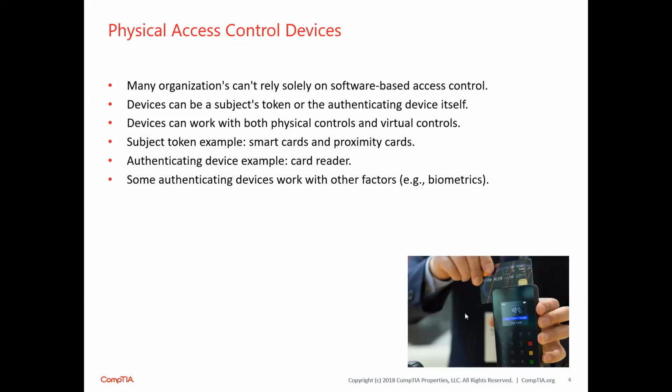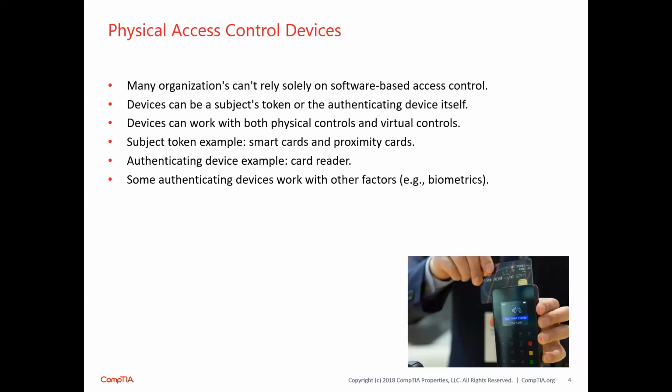And authentication devices, for example, when you want to connect to a VPN, or maybe when you need to access your Wi-Fi, you will need to have the physical access control device or devices. Some examples related to the token that are commonly used to provide the authentication are smart cards and proximity cards. And an authenticating device example could be a card reader as shown on the screen here.